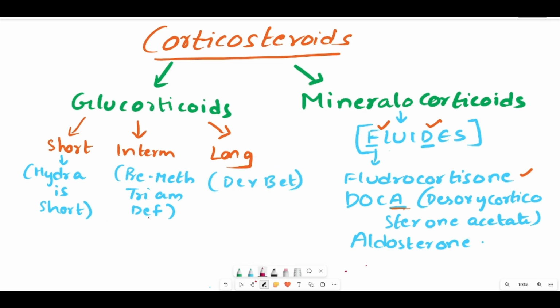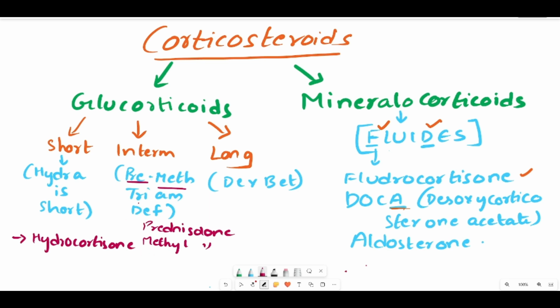Now let's see the drugs under this. In the short acting, Hydra is short, so the drug here is hydrocortisone. And for intermediate acting, we have Pre. Pre means it is prednisolone. Then we have Meth, which means it is methylprednisolone.